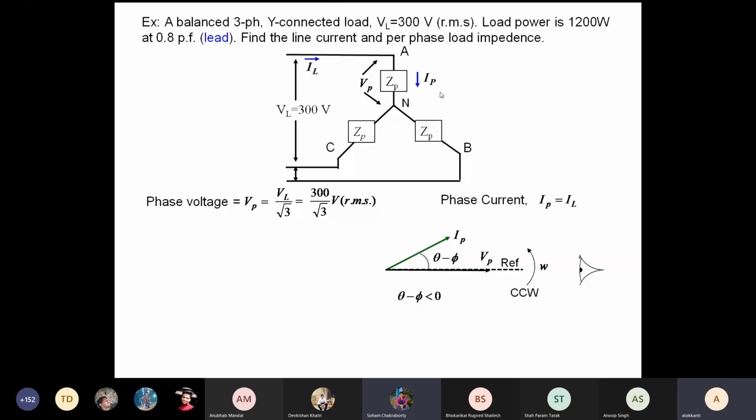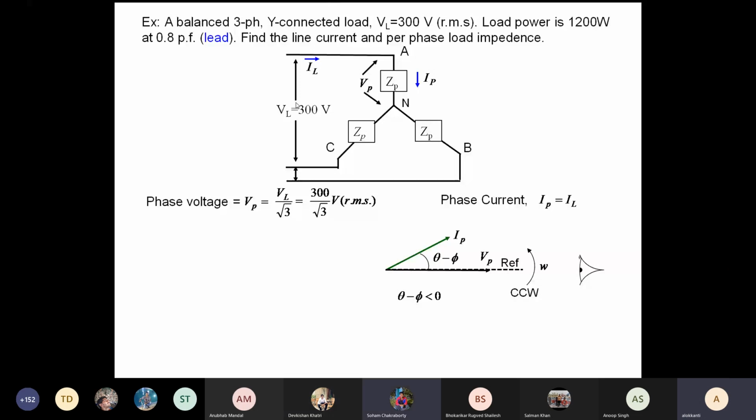No, IL is not VL by Zp. I am not telling you anything, you just see from the circuit. You know the relation between voltage, current, and impedance. See whether VL is across Zp. No, the phase voltage is across Zp. So you have to follow the circuit. I am not telling anything from memory.